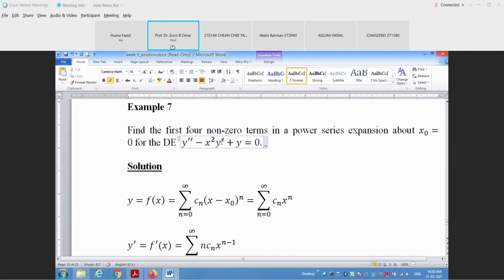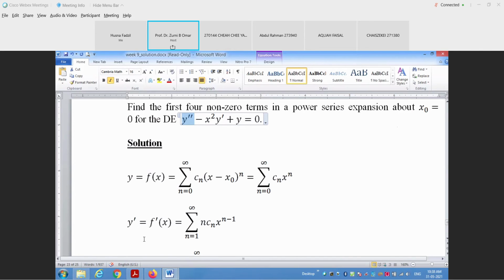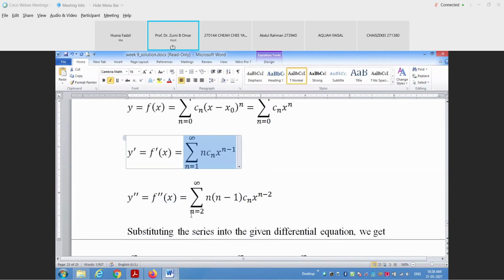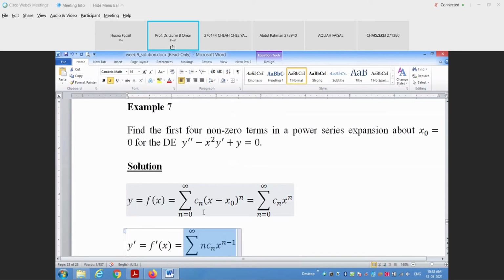Again, we need to differentiate once to find y prime and twice to find y double prime. So y prime again is equal to n Cn x power n minus 1, while y double prime equal to n times n minus 1 Cn x power n minus 2. Now n before started with 1, now n starts with 2. So you use the same process as before.